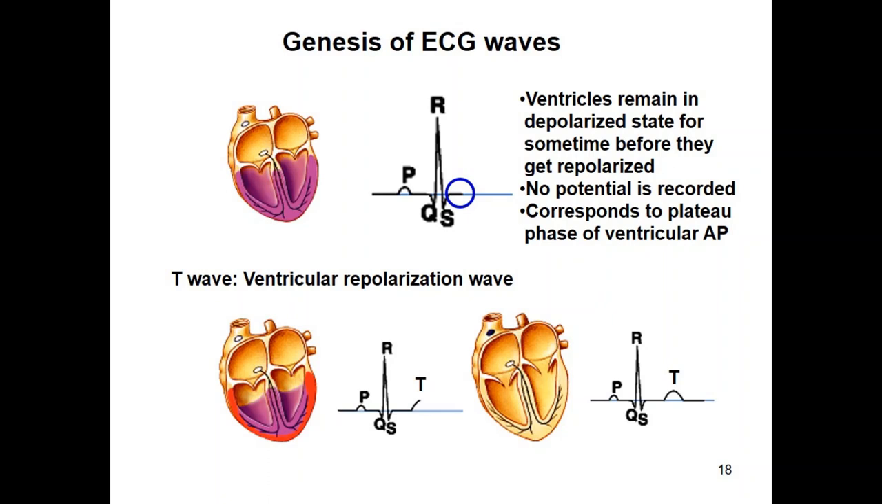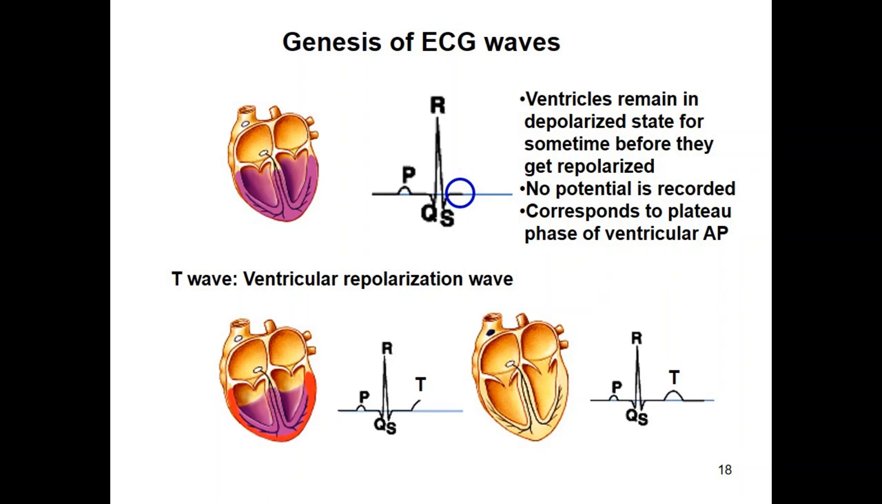Then you get the repolarization of the ventricles, which is indicated by the red, and which occurs in a direction opposite to the direction of the depolarization. Depolarization occurs first in the septum and last in the base, whereas repolarization starts from the base and goes in the reverse direction. For that reason, the repolarization, which is a reverse process, is also an upright wave. This is followed by a repolarization wave called the T wave. T is the ventricular repolarization wave.